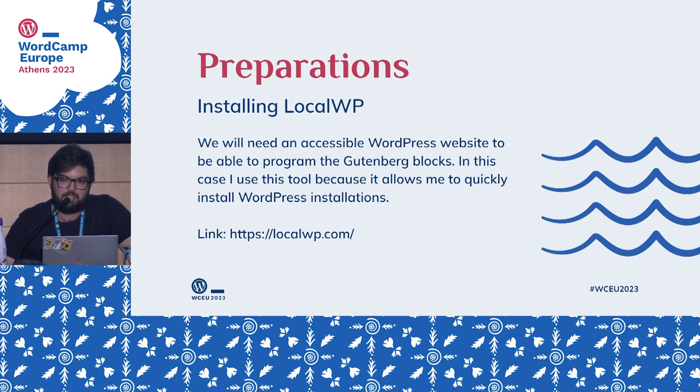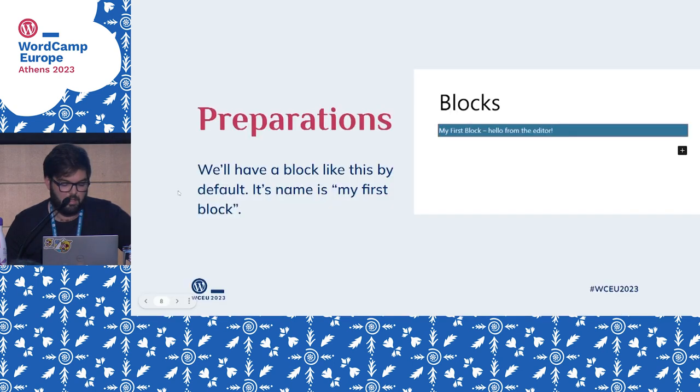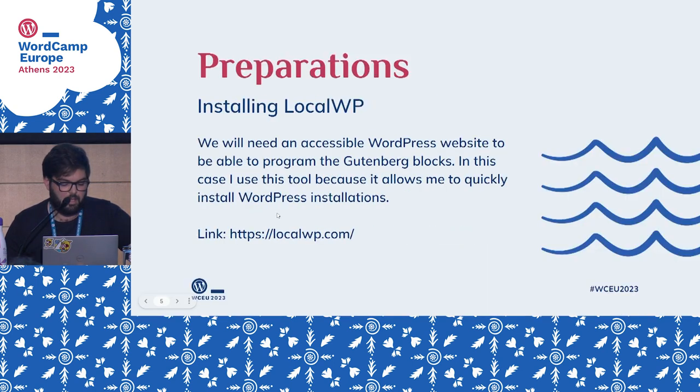We need a WordPress installation where we will be able to test our blog. Okay. So I personally use Local WP. It's a very great tool. We can have a lot of different WordPress versions installed on our PC. We can test our plugins in different versions, so it's okay. You can go to this link, okay, and download. Here, okay.